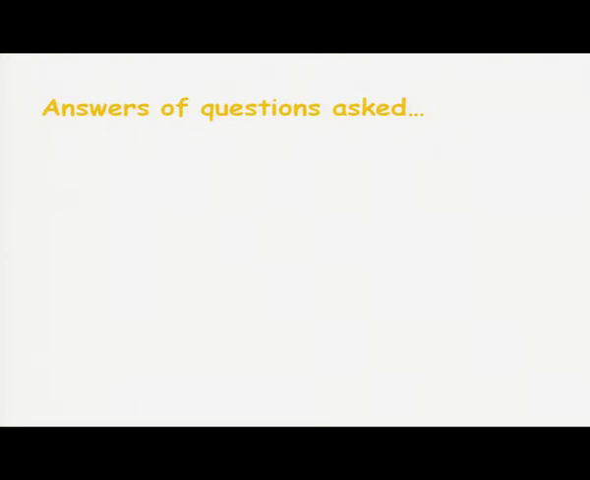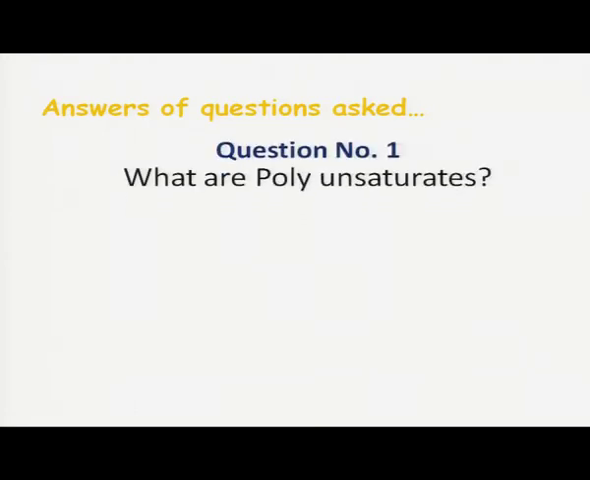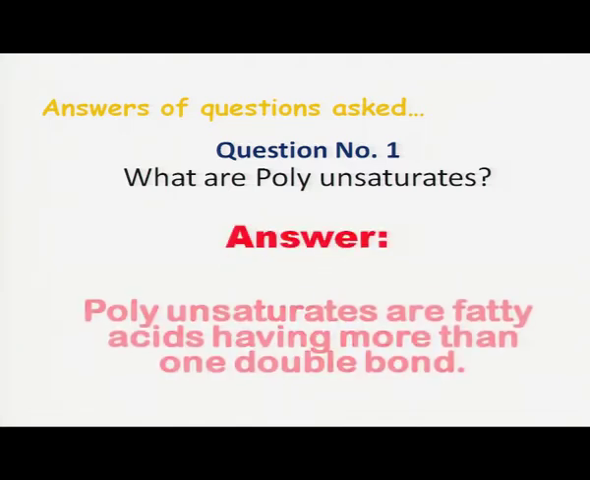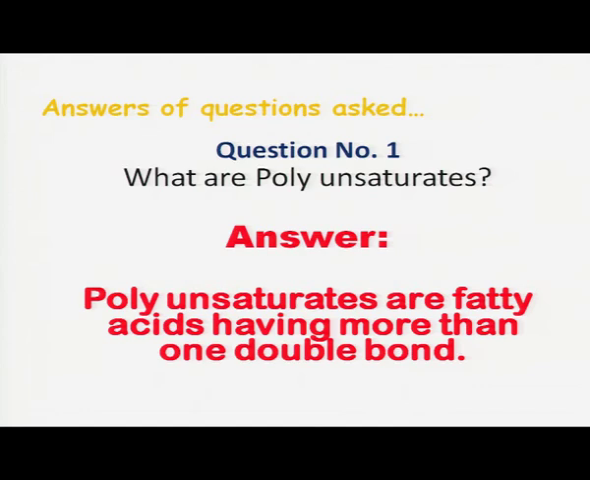The answer to the first question, what are polyunsaturates? Polyunsaturates are unsaturated fatty acids which have double bonds in their fatty acid chain, and when these double bonds are present at 2 or 3 or more carbon atoms, that is called polyunsaturates. So, the answer is polyunsaturates are fatty acids having more than one double bond.